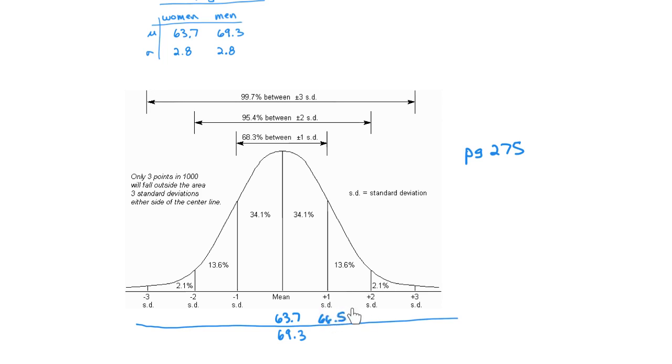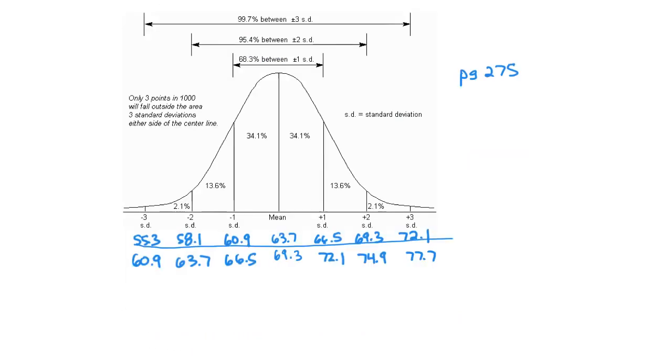So if you're 5'6.5" as an American woman, that means you're 1 standard deviation above the mean. So if you keep going here, add 2.8 in each direction for the women and for the men, and then subtract 2.8 going this way, you should be able to fill these in. So go ahead and take a minute here and fill those in, and you should get something like this. So these are the heights in inches, and again the mean is right here.